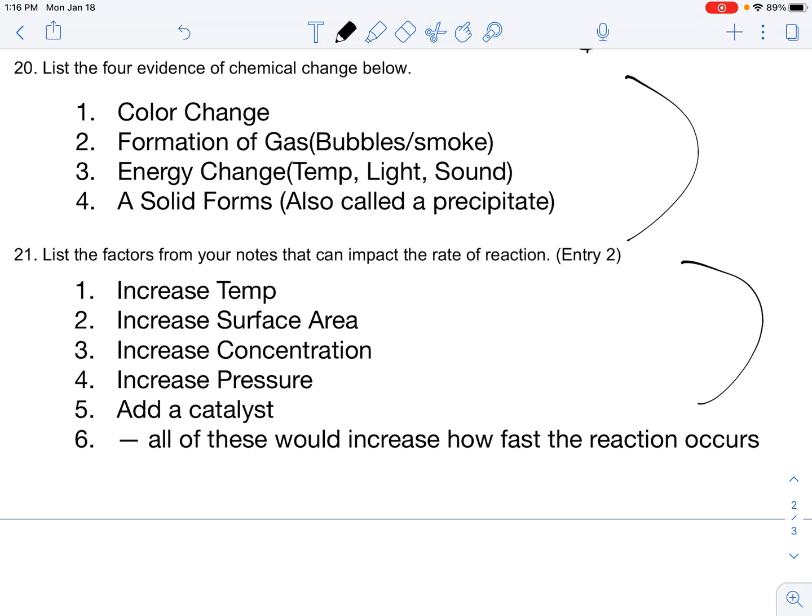Increased pressure makes the particles closer together, adding catalyst. All those things increase the number and speed of collisions in a chemical reaction, which means they're increasing as they go along. And that's what we got here.